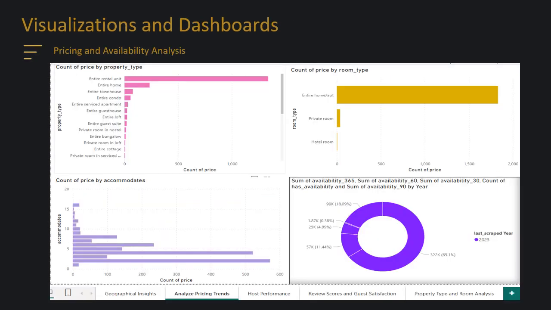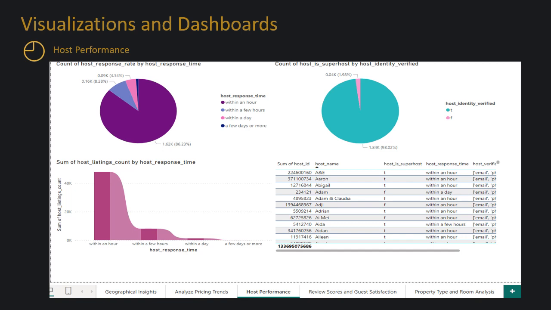The second one is pricing and availability analysis. Here I analyze the pricing trends based on property types, room types, and accommodation capacity, and also investigate the availability of listings over time and identify the peak periods. The third one is host performance. Here I evaluated host characteristics including superhost status, response time, and verification methods, and also explored the correlation between host attributes and listing performance in a table.